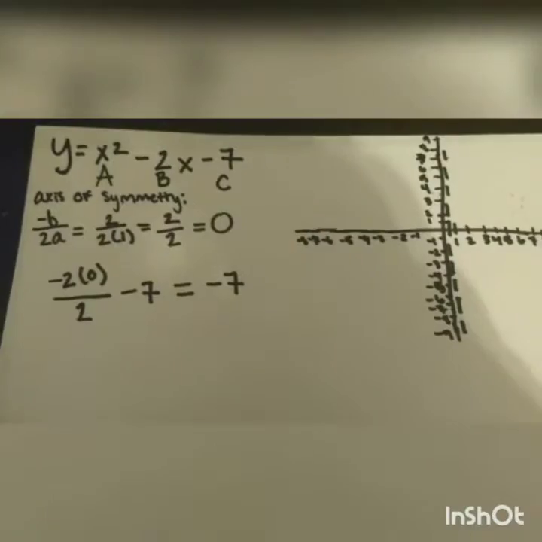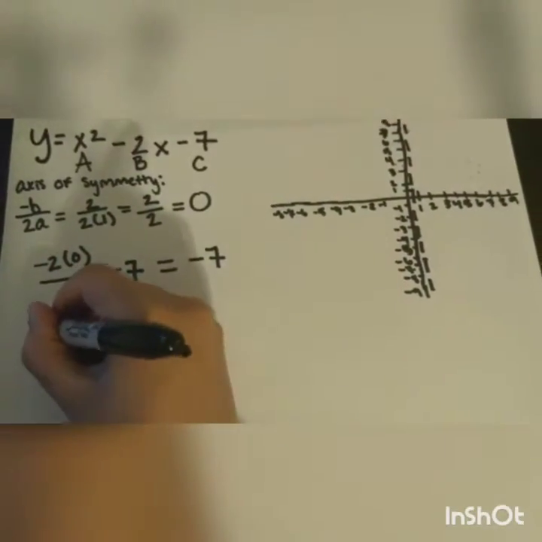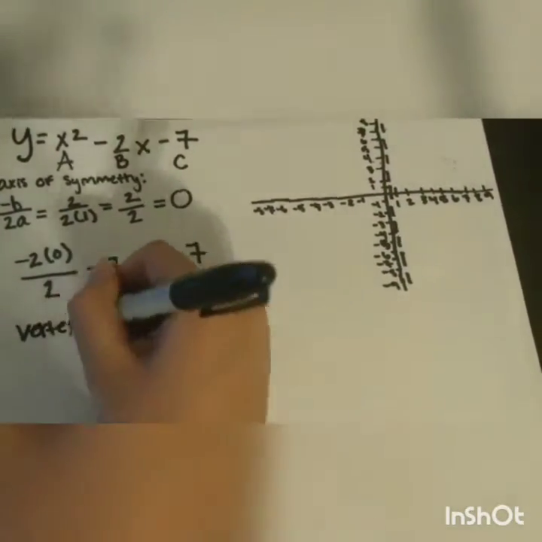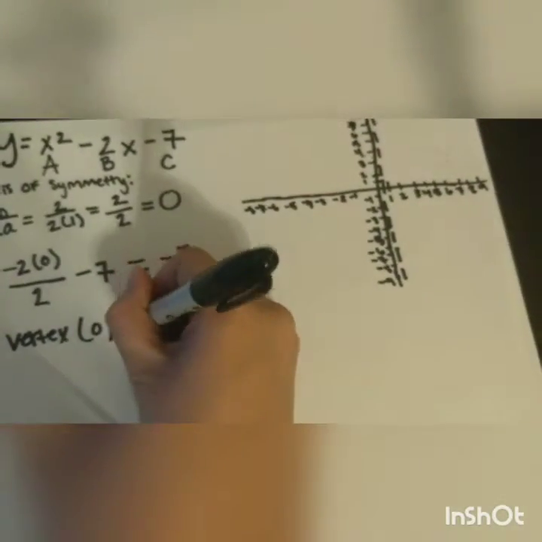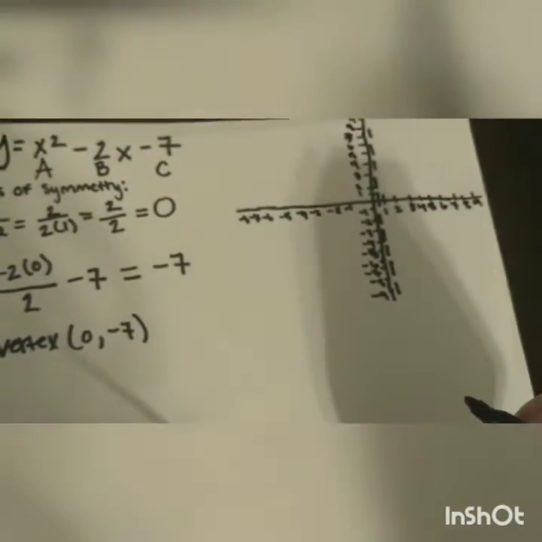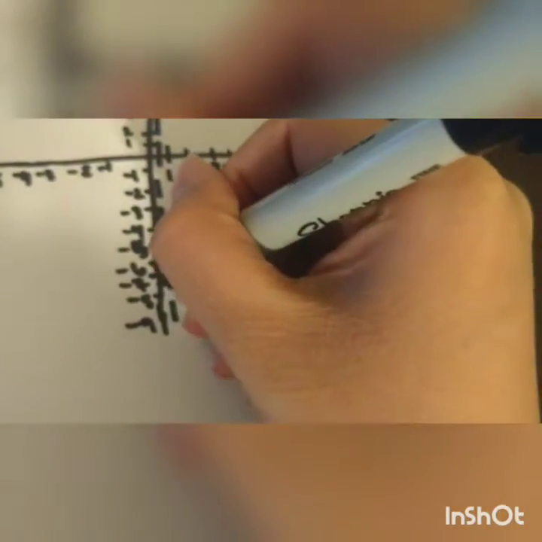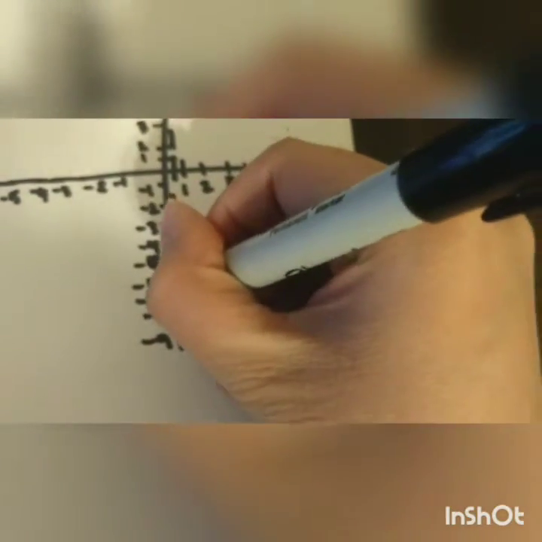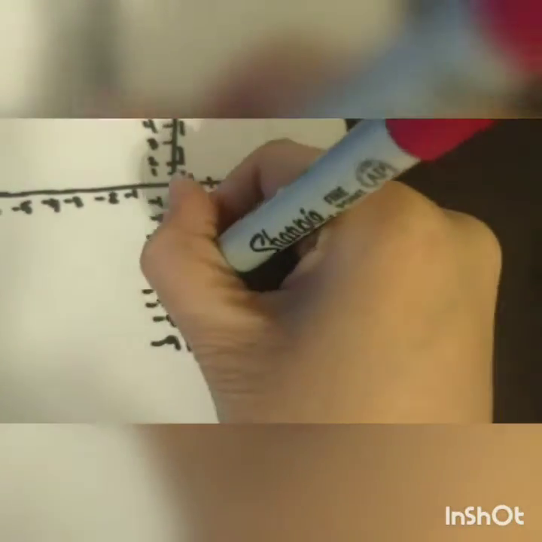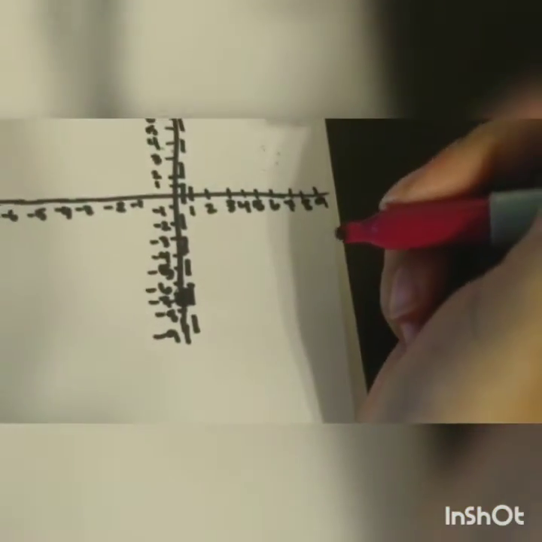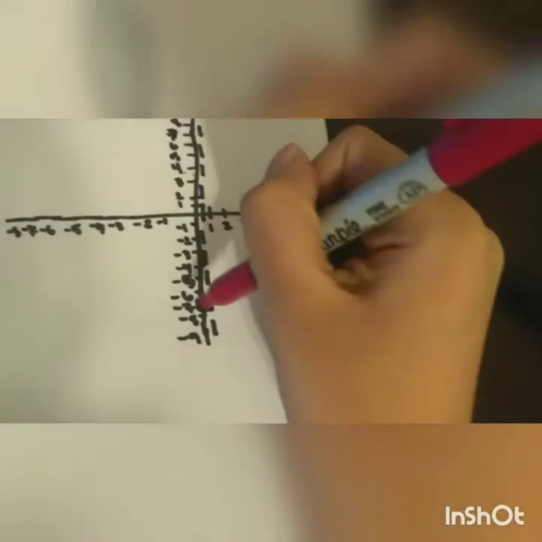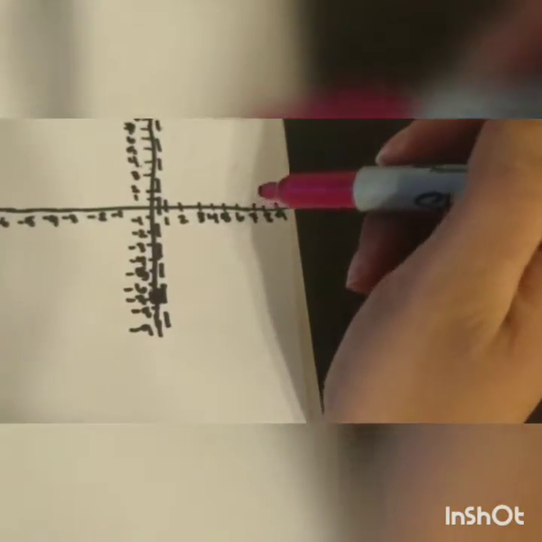So our vertex is going to be 0, negative 7. We will place our vertex right here. Let me use a different color to make it easier to see. It's still kind of hard to tell, but you can see the point of the vertex.